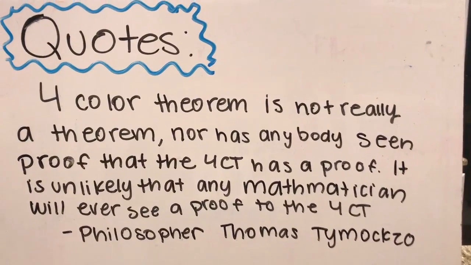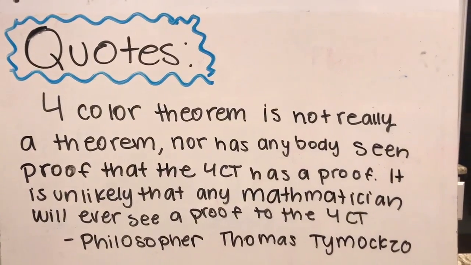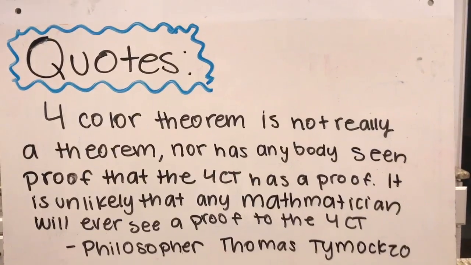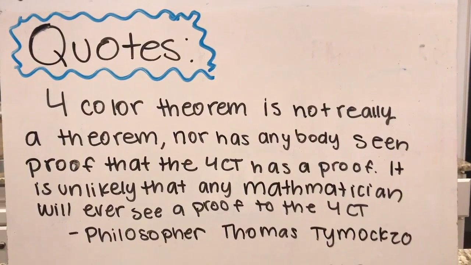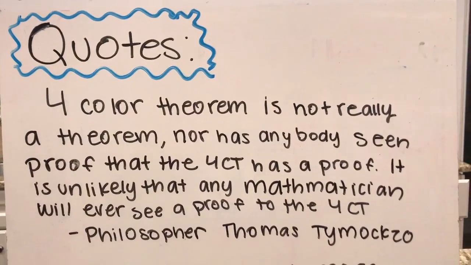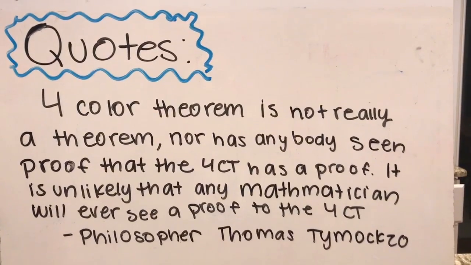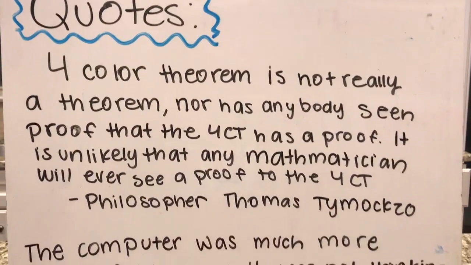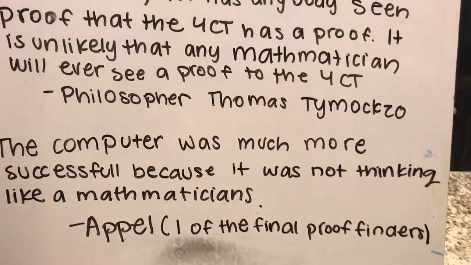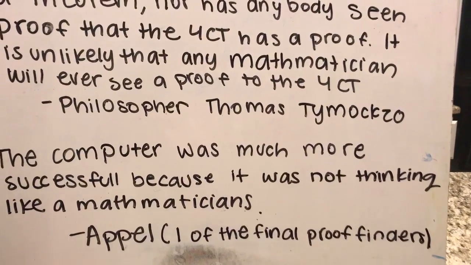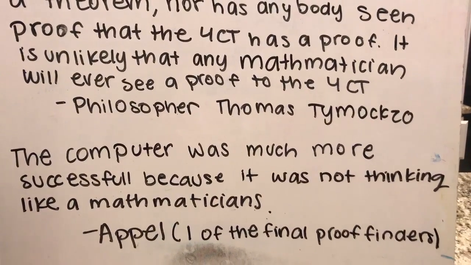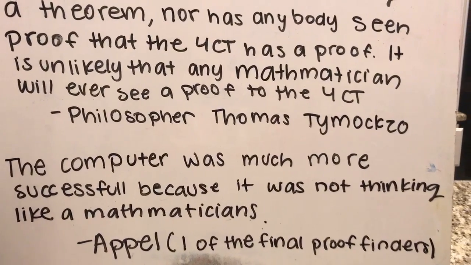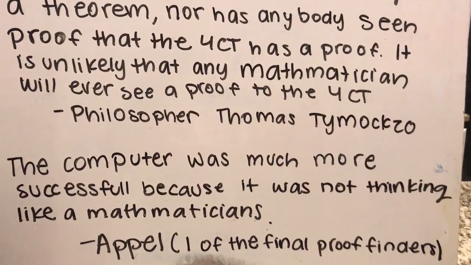One of them was philosopher Thomas Tymoczko. He said the four-color theorem is not really a theorem, nor has anybody seen a proof of the four-color theorem. It is unlikely that any mathematician will ever see a proof of the four-color theorem. Another person, Appel, one of the final proof finders of the four-color theorem, said that the computer was much more successful because it was not thinking like a mathematician.